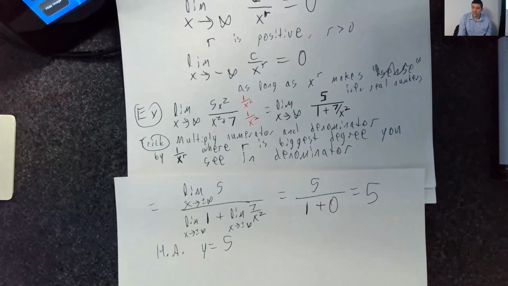Conceptual question: how many horizontal asymptotes are there?